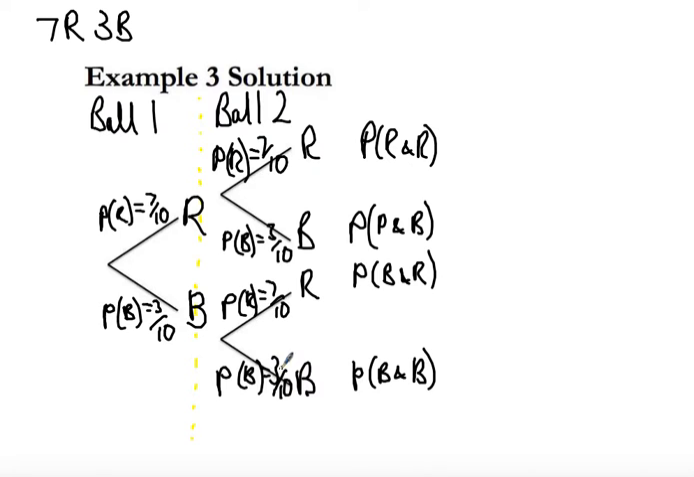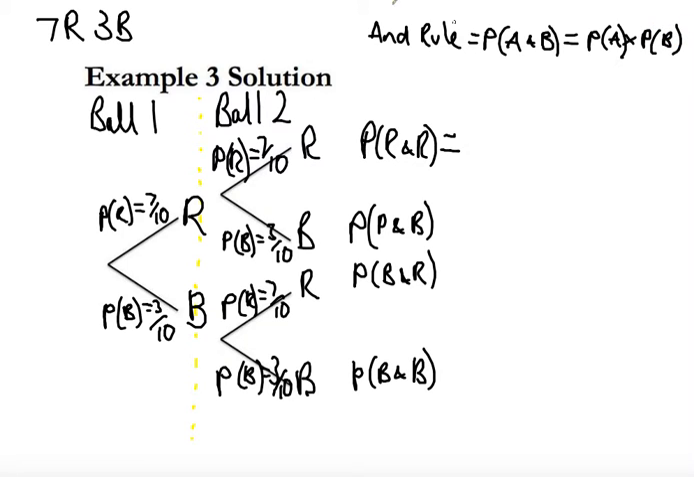Okay, so we've drawn and labelled our tree diagram. All that remains is to find these end probabilities. Now, because I'm saying the probability of a red and a blue, it's the AND rule: probability of A and B equals probability of A times probability of B.